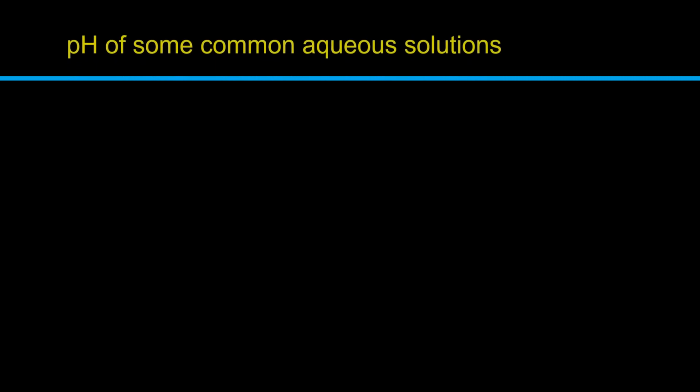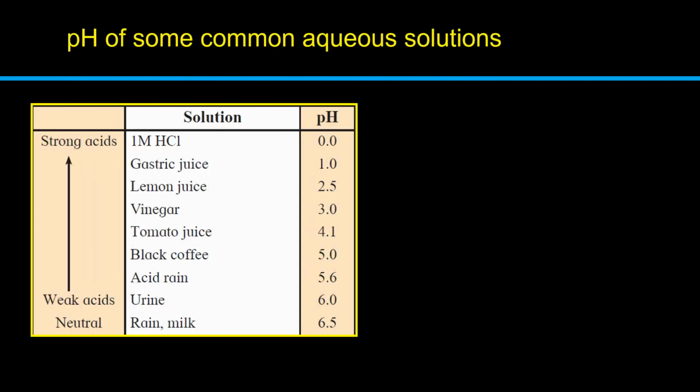Children, let us look at the pH of some commonly used aqueous solutions. First, here is 1 molar hydrochloric acid, which is 0. Then gastric juice that is present in our stomach, the pH is 1. It is very highly concentrated. Lemon juice is 2.5. Vinegar, it is 3. Tomato juice has a pH of 4.1. Black coffee is also acidic, 5. Acid rain's pH is 5.6. The pH of urine is 6. Rain and milk are also slightly acidic. They fall around 6.5. Sometimes 6.5 to 7.5 can also be considered as neutral.